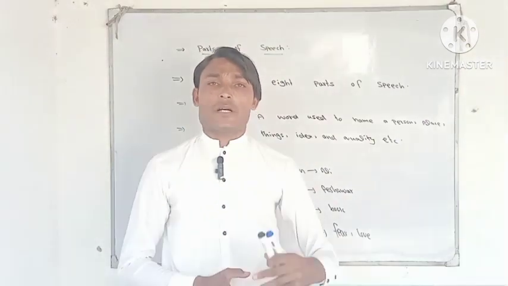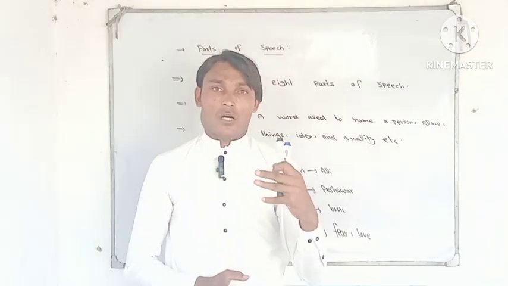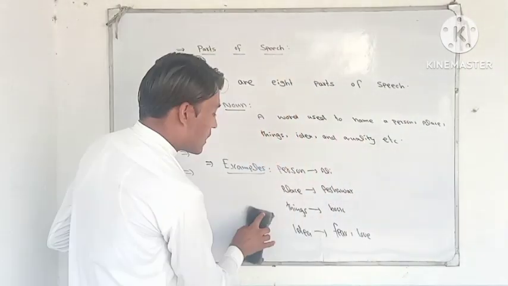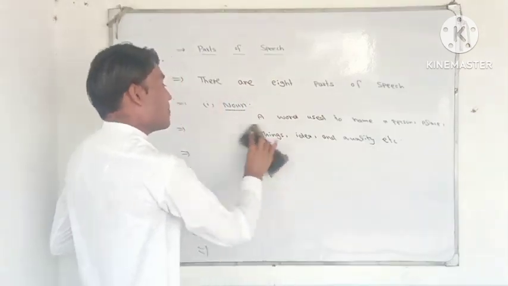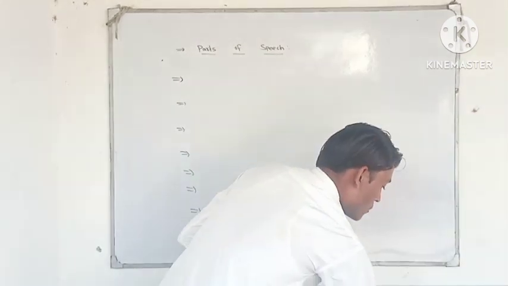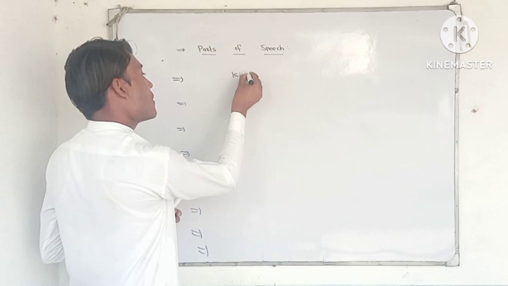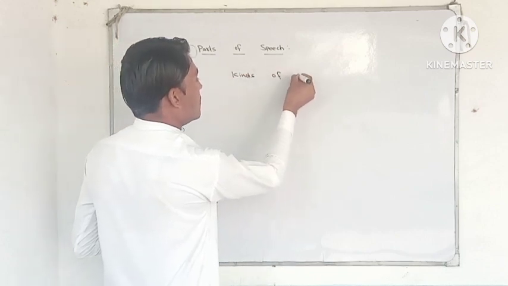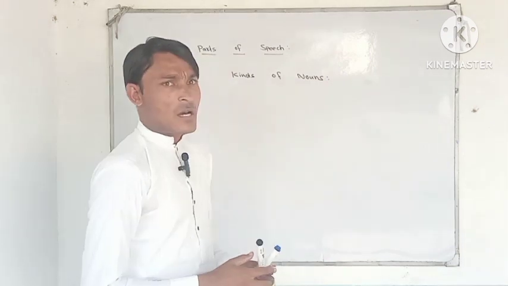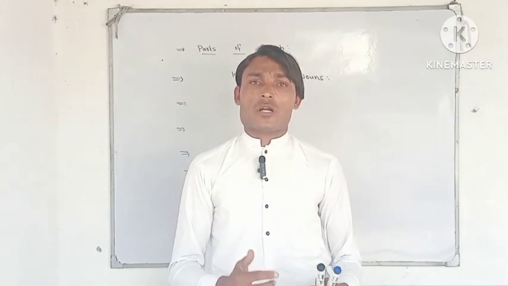Now let's talk about the kinds of noun. In this video I will discuss a total of 8 kinds of noun. What are the kinds of noun? Nouns are divided into different kinds. Let's talk about what the different kinds are.